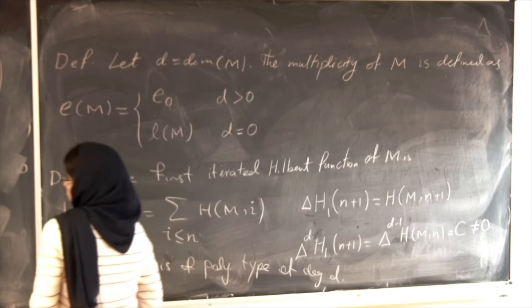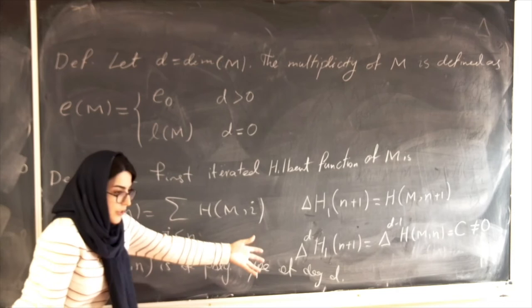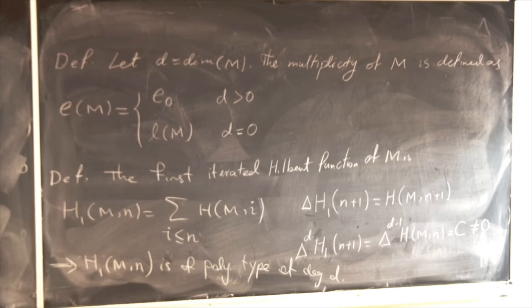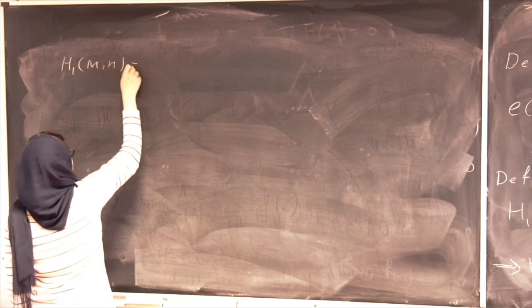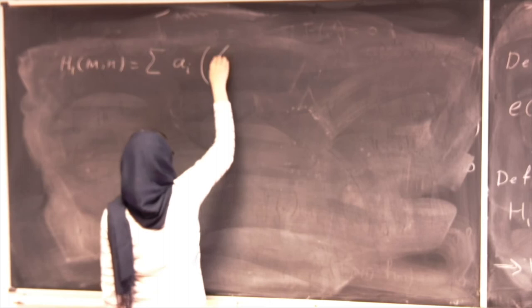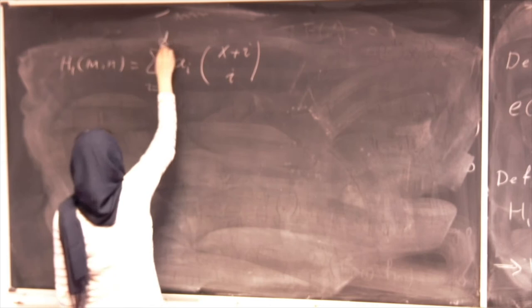Exercise is to explain multiplicity in terms of some coefficient of the Hilbert polynomial defining this. So we have a polynomial of degree d such that for large n this coincides with h1. This means that h1 can be written as some coefficients with this basis that we used before for the Hilbert polynomial also, because this is of degree d, so it goes from 0 to d.